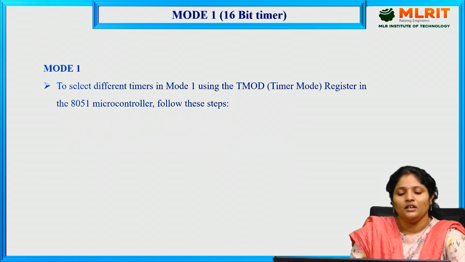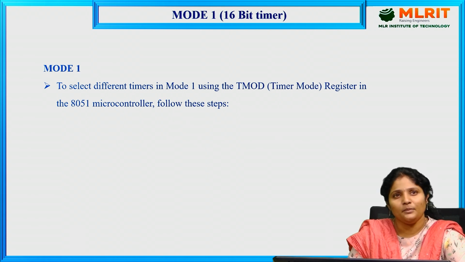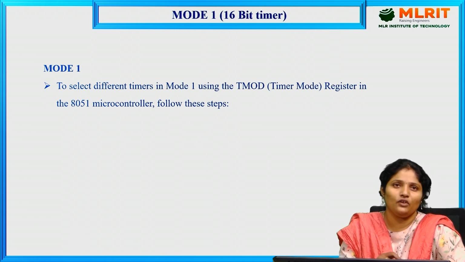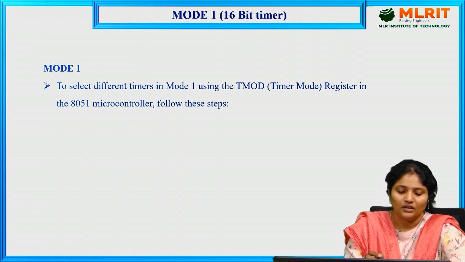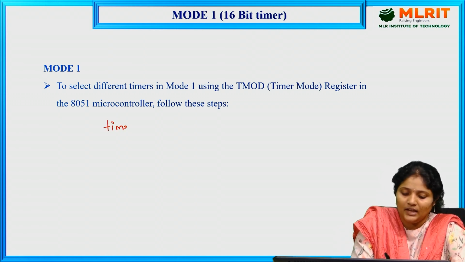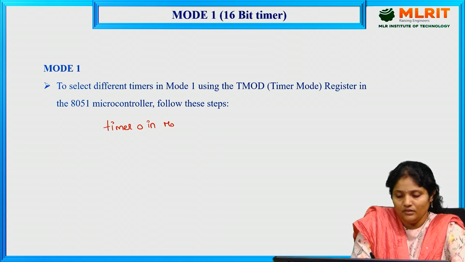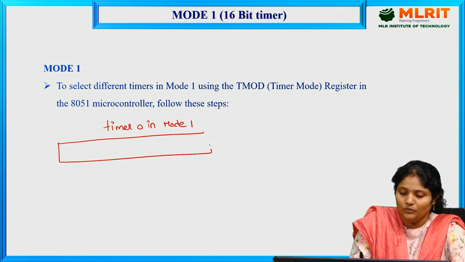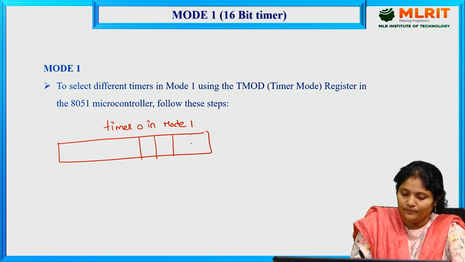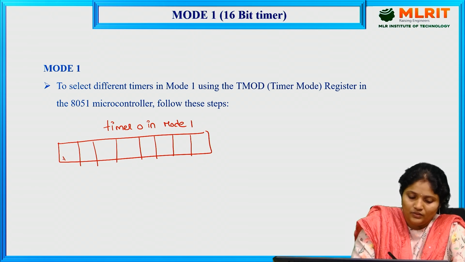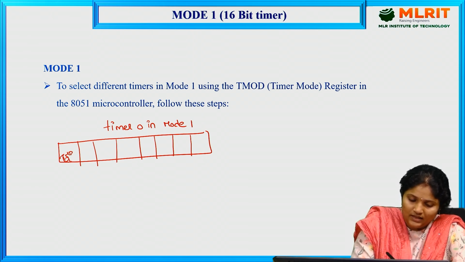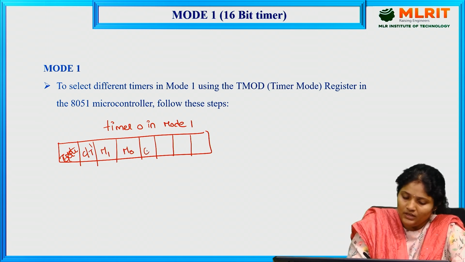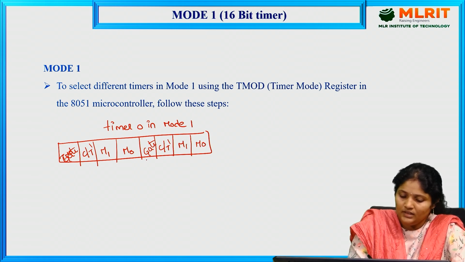So how will we select timer 0 and timer 1 using this TMOD register? What is the default value we need to set into the TMOD register? We will see. If I want to select timer 0 in mode 1, how do I need to load it? See, this is the TMOD register. This is gate, this is C by T bar, M1, M0. Here also gate, C by T bar, M1 and M0. These are for timer 0.